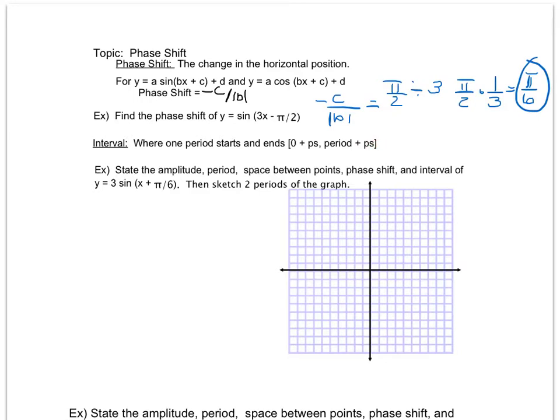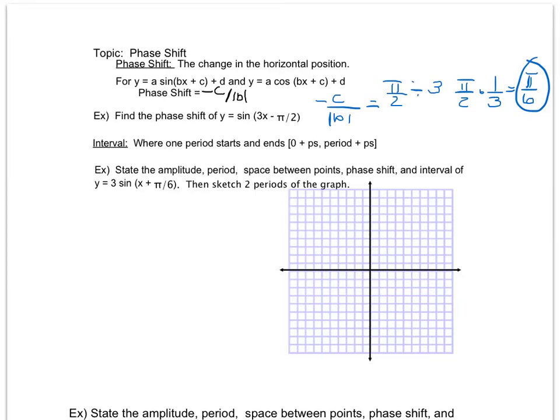So let's go ahead and look at this example. There are a few examples in this video. We're going to find the amplitude, period, space between points, phase shift, and our interval. Then we're going to use that to graph this. So I'm going to go ahead and find each of those things.